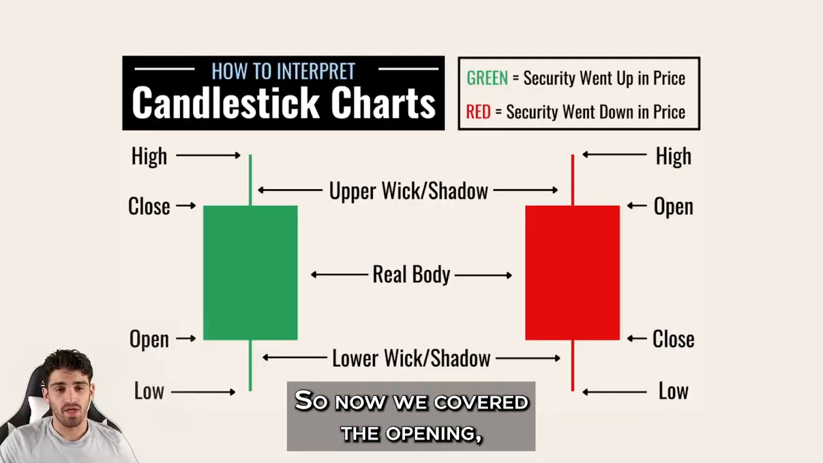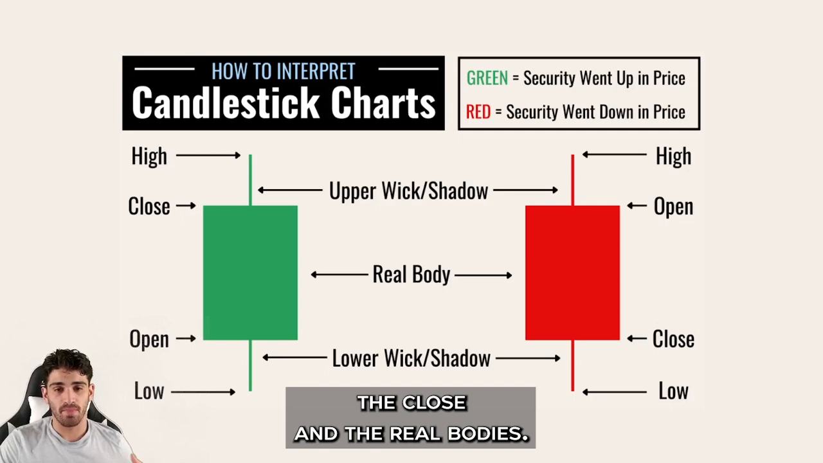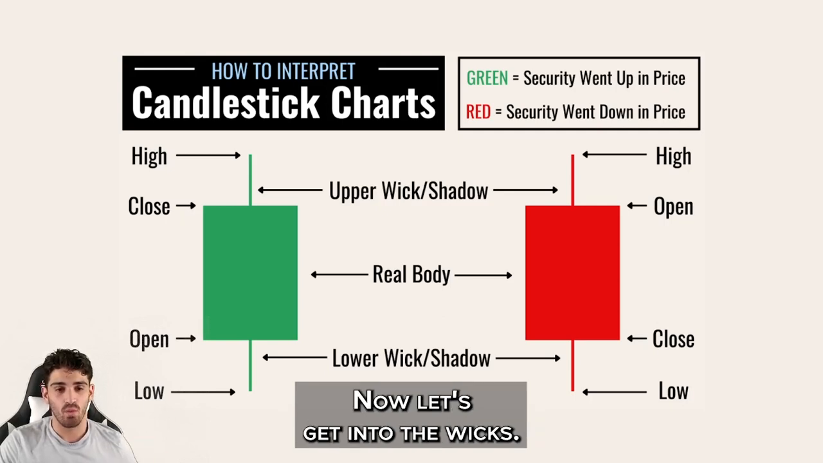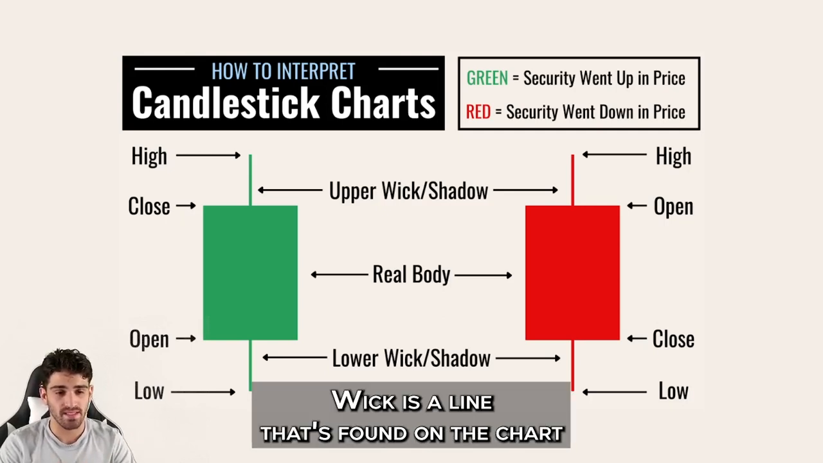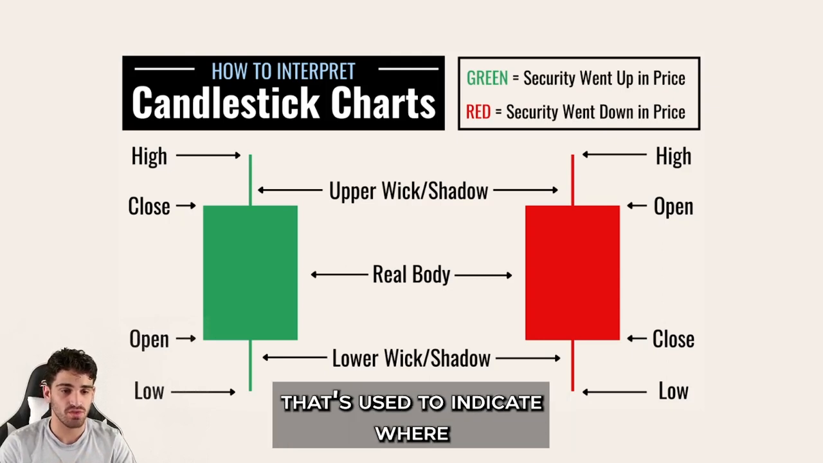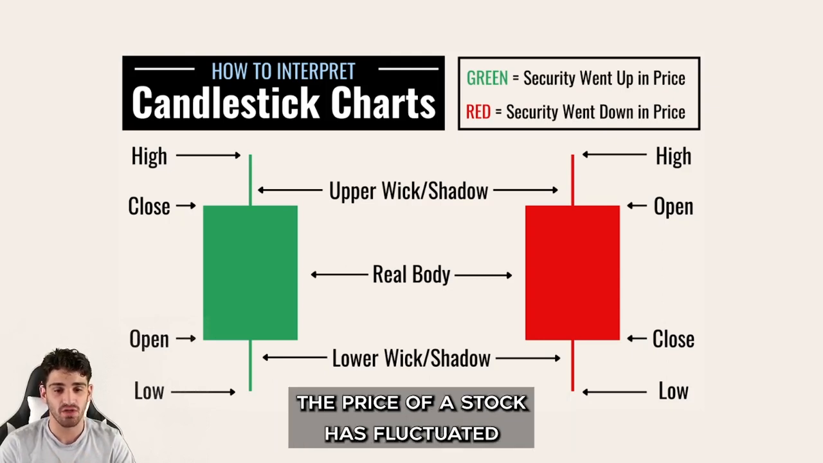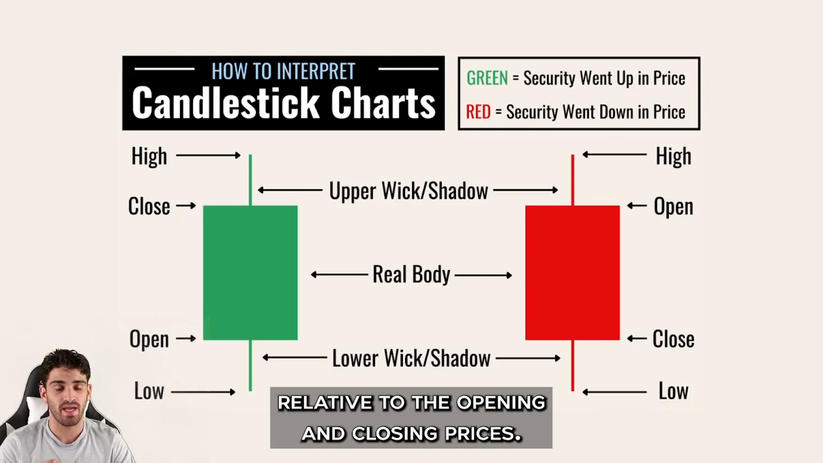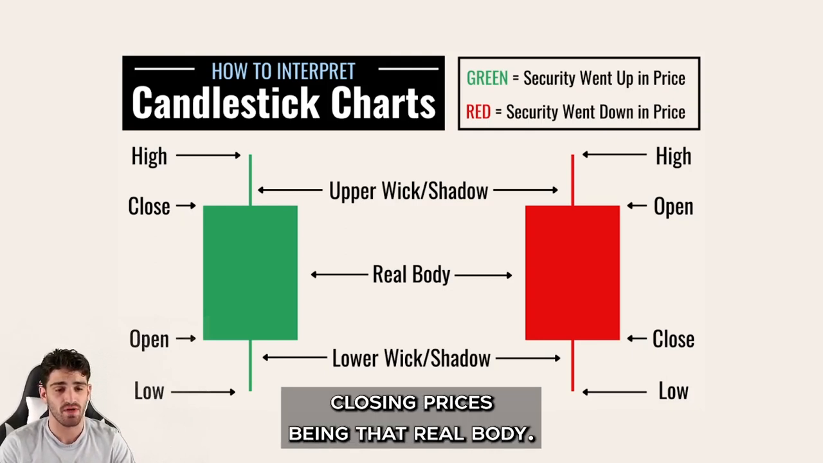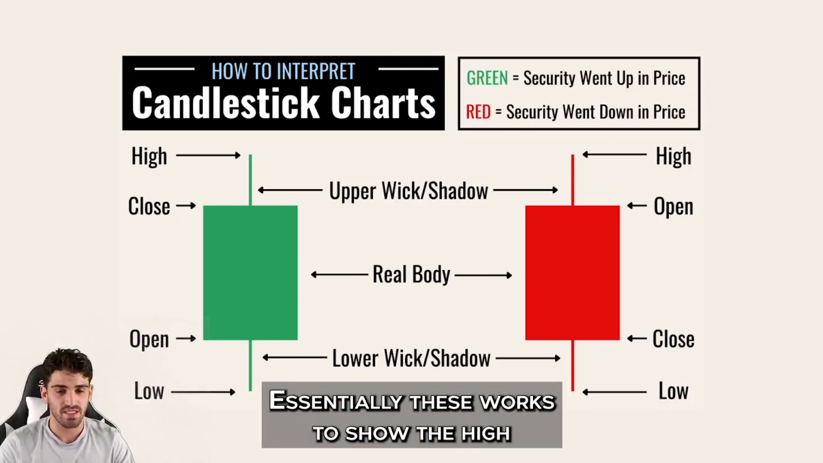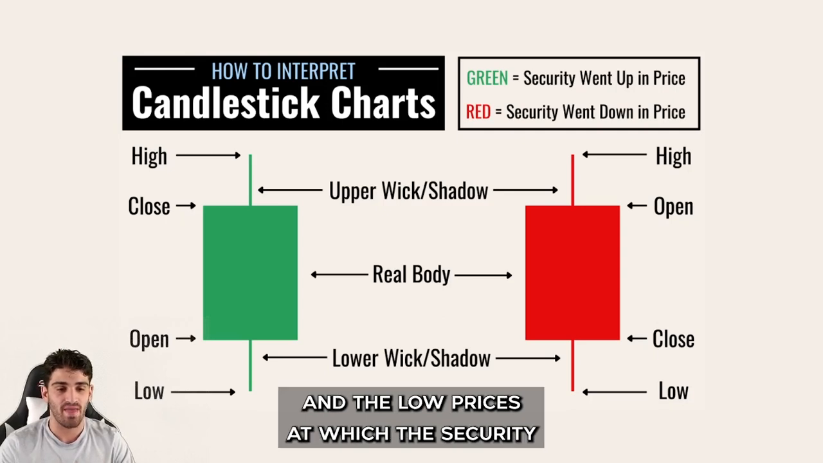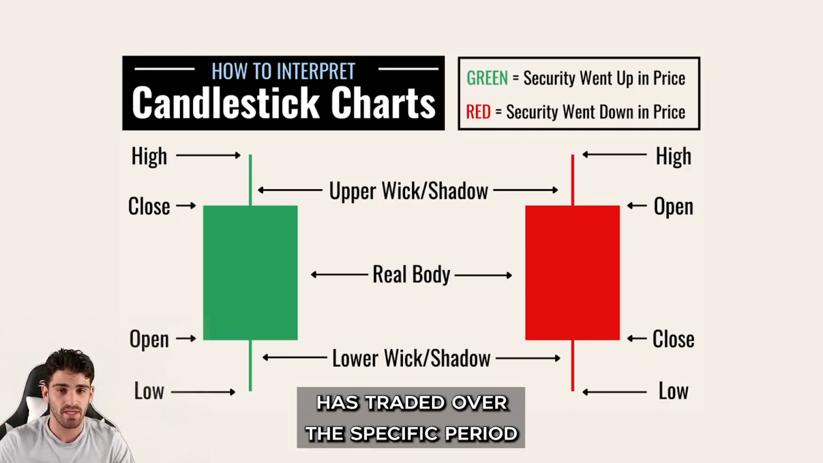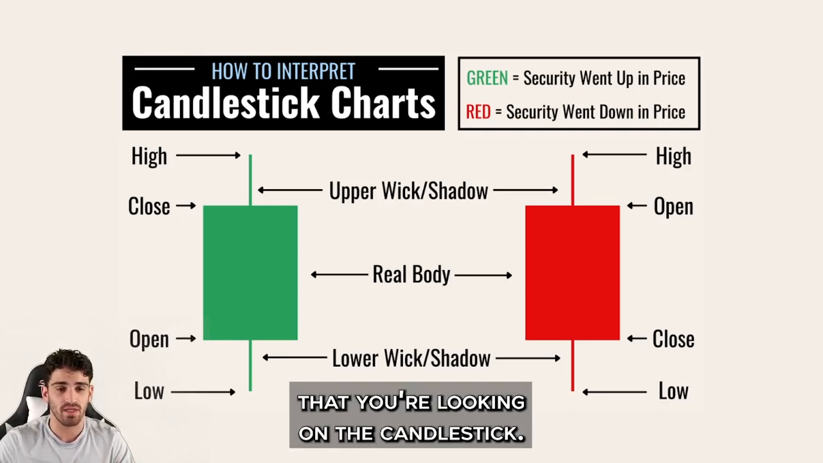Now we covered the opening, the close, and the real bodies. Now let's get into the wicks. A candlestick's wick is a line found on the chart that is used to indicate where the price of a stock has fluctuated relative to the opening and closing prices, the opening and closing prices being that real body. Essentially, these wicks just show the high and the low prices at which the security has traded over the specific period that you're looking at on the candlestick.